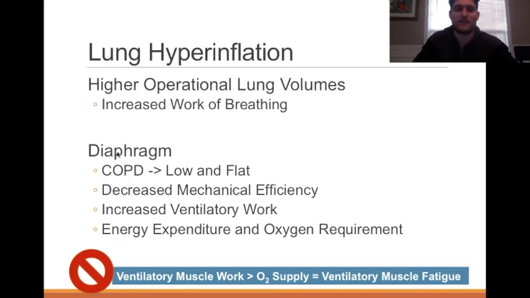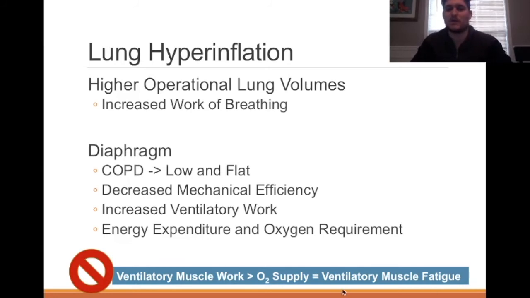And since the diaphragm in COPD is low and flat, it decreases our mechanical efficiency. It doesn't work as well changing those volumes and changing those pressures within. And so since we have this increase in ventilatory work, instead of the diaphragm having to contract fewer times per minute, now that it's lost some of its efficiency, the body has to increase the respiratory rate. Because now we're working more often, how much energy those respiratory muscles are producing has now increased.